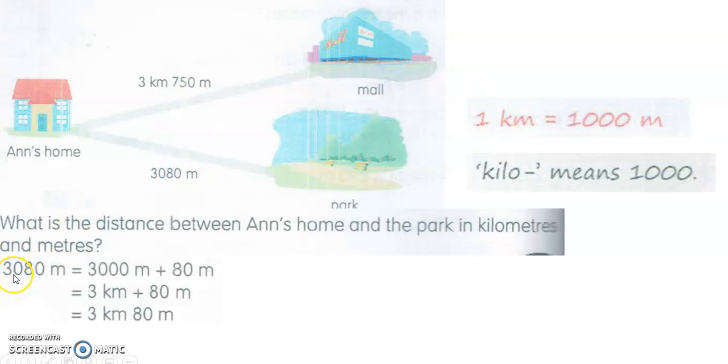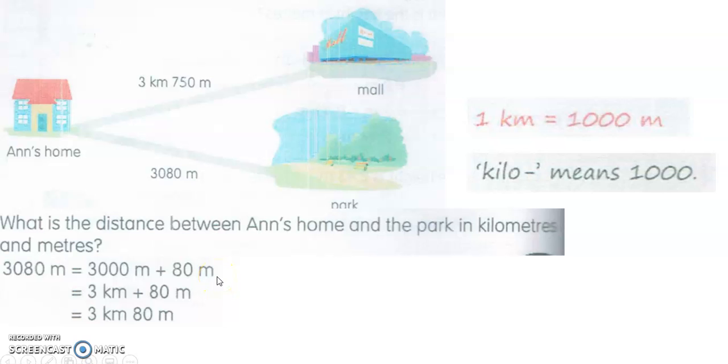Alright, the distance is 3080 meters. It's the same as saying it's 3000 meters plus 80 meters. We just separate the 3000 on one side and the 80 on the other side and make the addition. I did this because it will be easier for me to convert 3000 meters into kilometers, because 1 kilometer is already 1000, so 3000 meters will be directly 3 kilometers. 3 kilometers plus 80 meters.